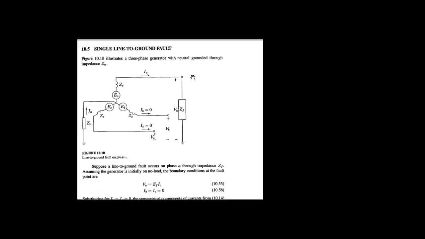So when you have fault, your parallel circuit will reduce the impedance, and that will actually cause over current or short circuit current in terms of fault.